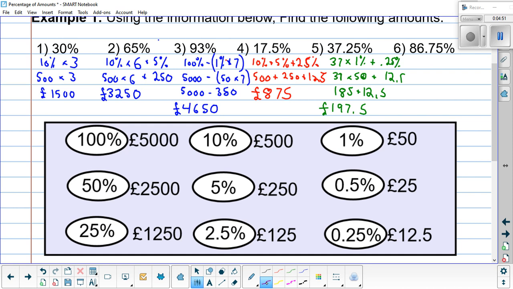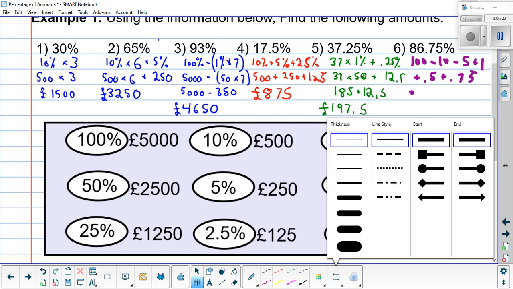And the last one for this, we have 86.75. There are so many different ways because we have so many different numbers. It doesn't really matter to me which one to do. Let's just stick with some easy numbers. Let's do 100 minus 10 minus 5 plus 1 plus 0.5 plus 0.75. Tricky enough, right? So that's 5,000. I'll make my pen a little smaller, sorry, so we can see the numbers better.